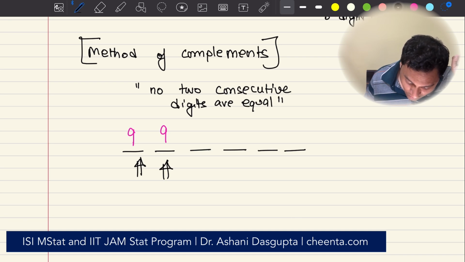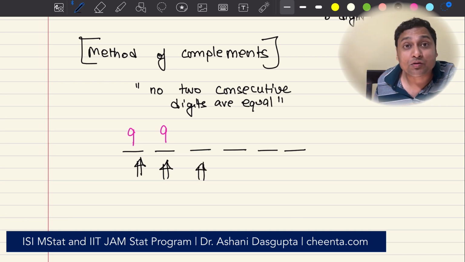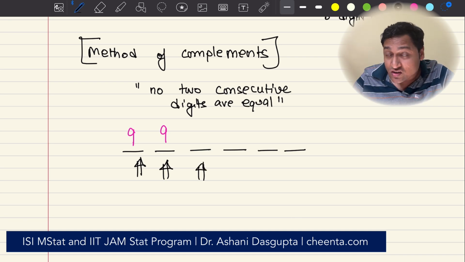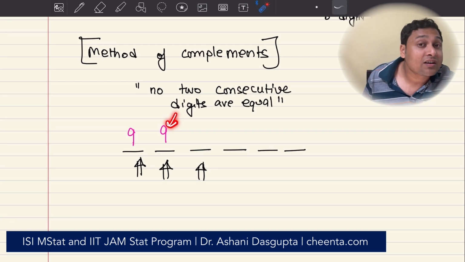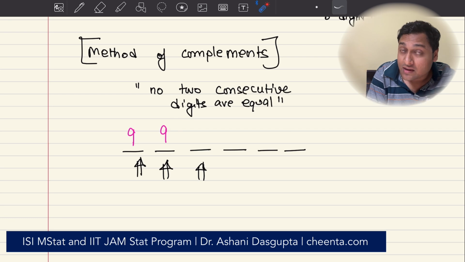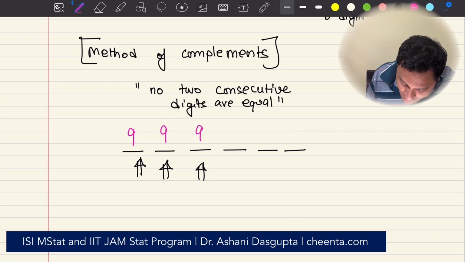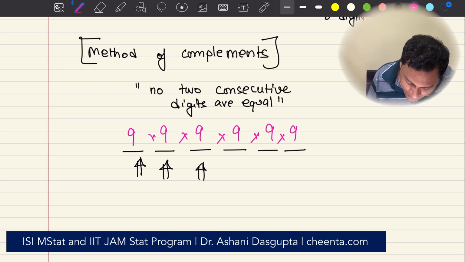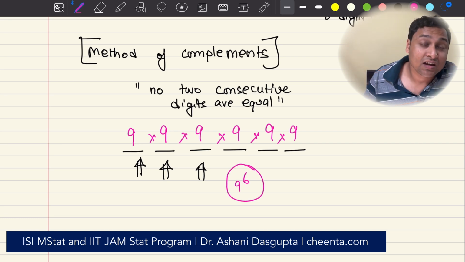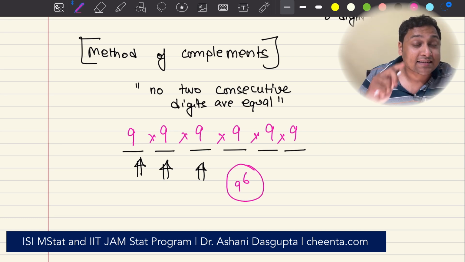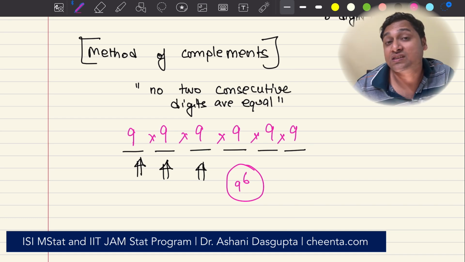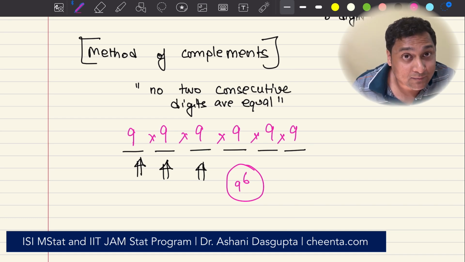Let's look at the third slot. Again, the same argument flows. You have 10 digits, 0 to 9, but you cannot use the digit that is used here. So one of them is gone. So you have 9 choices left. So at every step, you have 9 choices left. So in total, you have 9 to the power 6 numbers with this property that no two consecutive digits are equal.